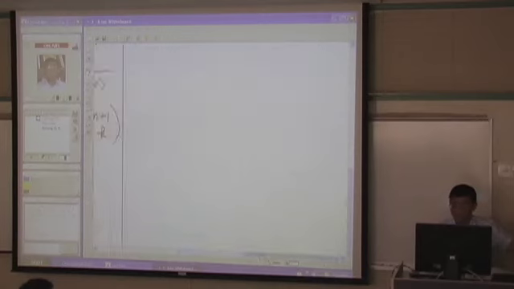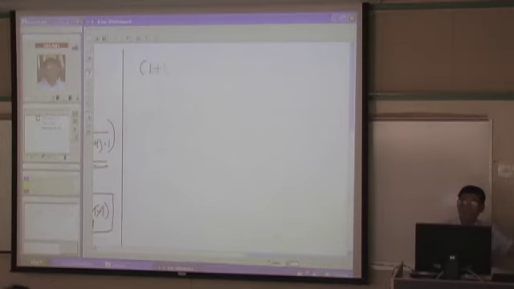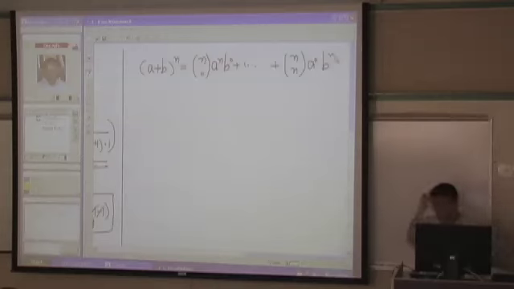Then the next part is using the binomial theorem. (1 plus 1) to the power of n equals... I will write down the binomial theorem and then return back to the specific number part later. (a plus b) to the power of n equals n choose 0, a to the power of n, b to the power of 0, all the way up to n choose n, a to the power of 0, b to the power of n. This is the binomial theorem.